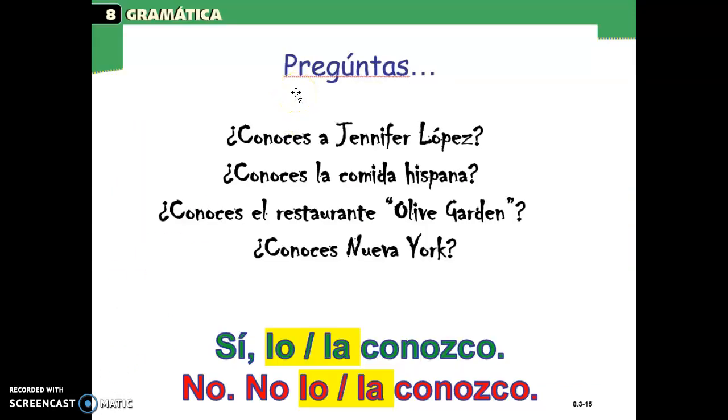Some preguntas that I could ask you. ¿Conoces a Jennifer Lopez? Well, you may know who she is, but if you don't know her personally, you would say, no, no la conozco. ¿Conoces la comida hispana? Sí, la conozco. ¿Conoces el restaurante Olive Garden? If you've been there, you'd say, sí, lo conozco. ¿Conoces Nueva York? I used to live there, so I could say, sí, la conozco.